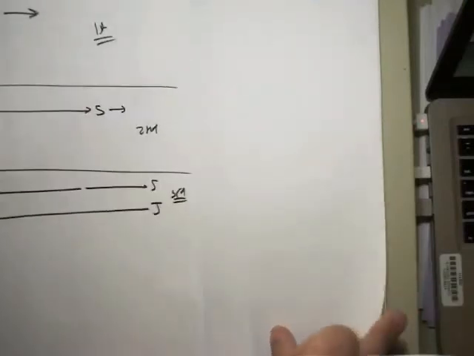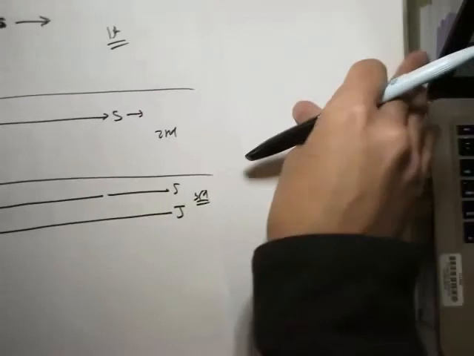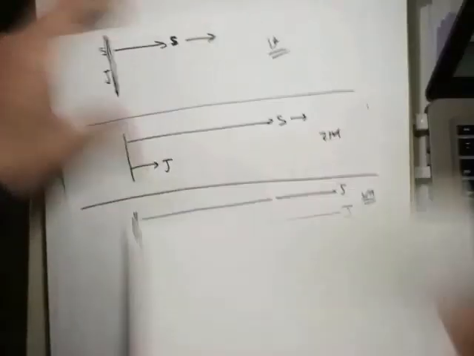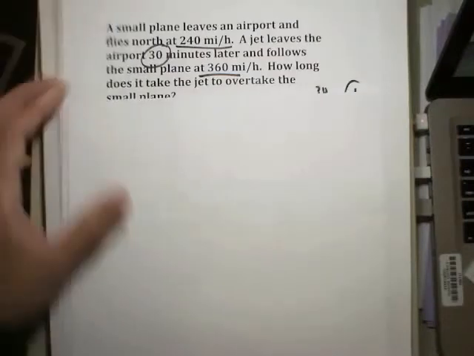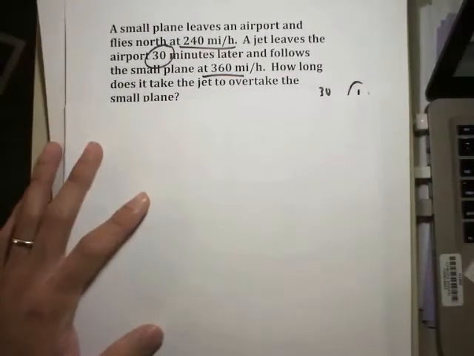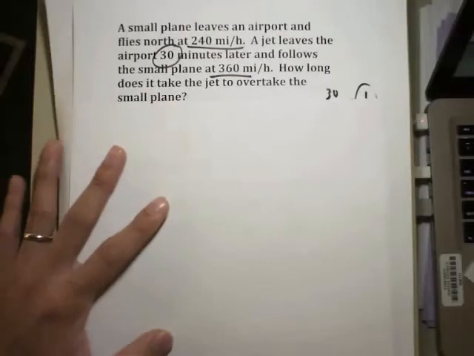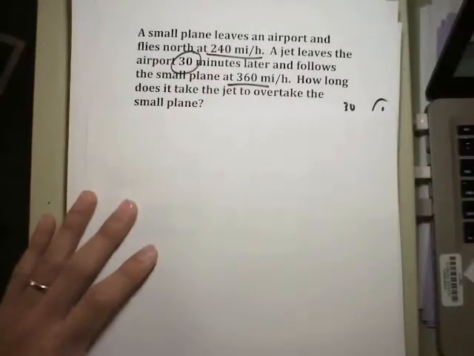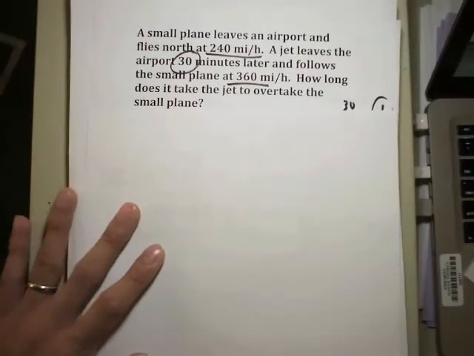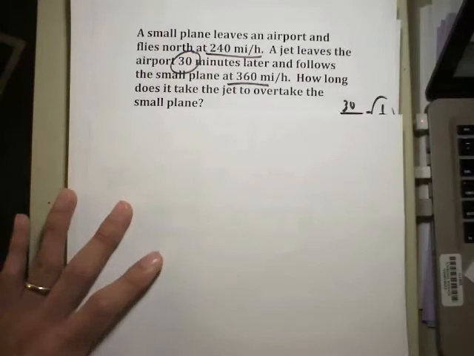So I want you to keep that in mind as we look through this problem. Okay, so let's draft this problem here. Go ahead and get a piece of paper. So let's take a look at this problem once again. A small plane leaves an airport and flies north at 240 miles per hour. A jet leaves the airport 30 minutes later and follows the small plane at 360 miles per hour. How long does it take the jet to overtake the small plane?